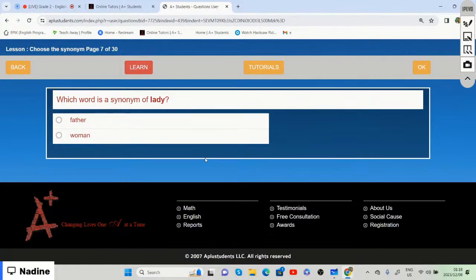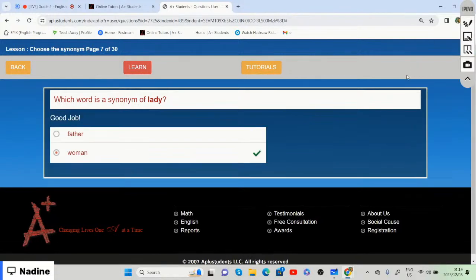Which word is a synonym of lady? So lady is also a woman. So lady is a woman.